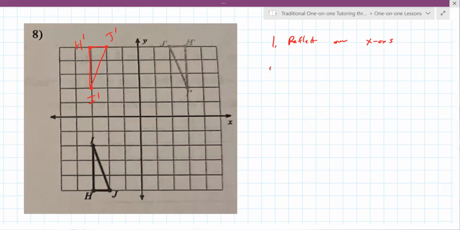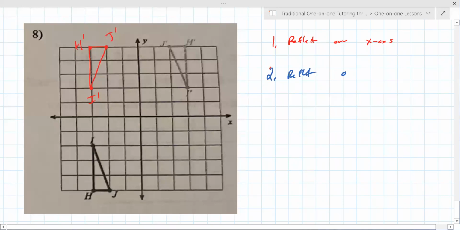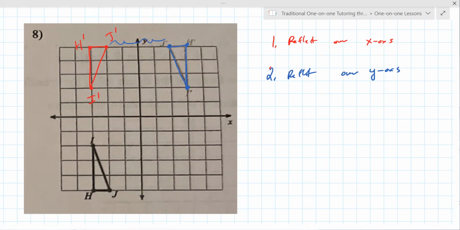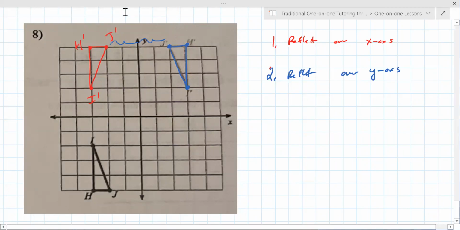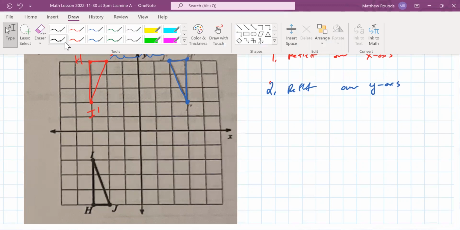We could then reflect over the y-axis. So that J prime goes there, H prime is there, and then I prime is there, because you're getting the same distance from each of the points from the axis. So you might think, oh, well, this must be the rule. And it is. I mean, it's true. It does work. The problem is it's not the most compact rule.